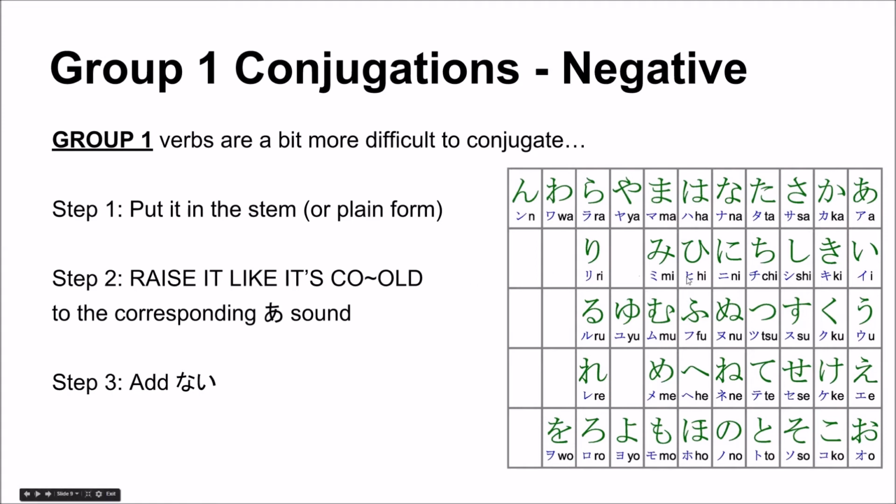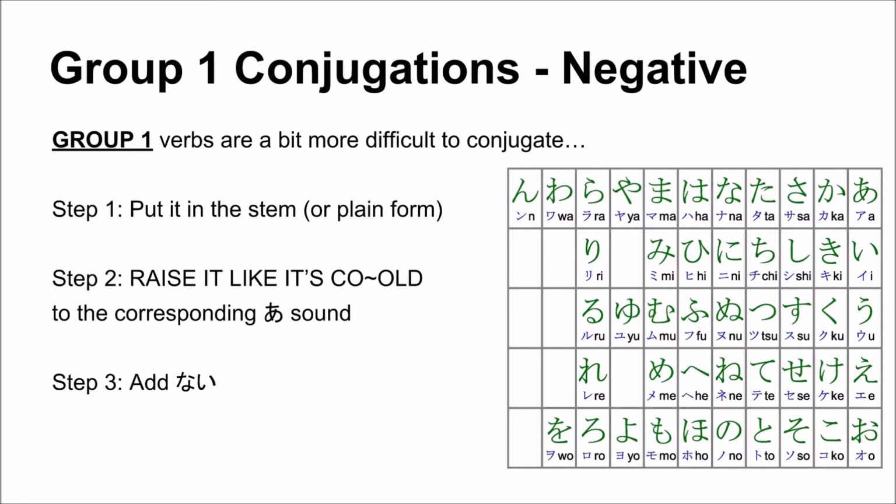When you get into the stem form or the plain form, just like Snoop Dogg drops it like it's hot, we need to raise it like it's cold. So tatsu turns into tata, tata nai. Korosu, korosa. Raise it like it's cold. Then after you've raised it, add nai. So yomu, the stem form is yomi. Raise it to yoma, then add nai, yomanai.